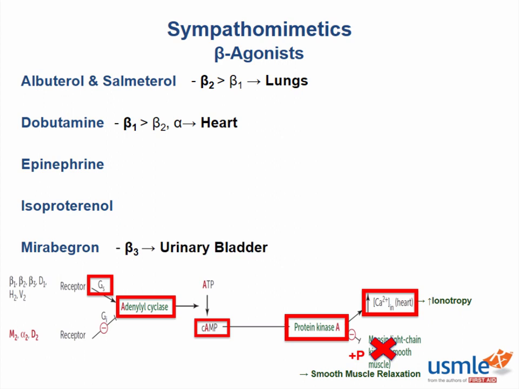Mirabegron, by acting on beta-3 receptors in the bladder, can be helpful in the treatment of an overactive bladder. Remember, contraction of the detrusor will cause urine to be pushed out, while relaxation will cause it to be retained. And what other drugs did we mention in our muscarinic antagonist lecture that can also help with an overactive bladder? That's right, oxybutynin, solifenacin, and tolterodine, which work by antagonizing M3 receptors.